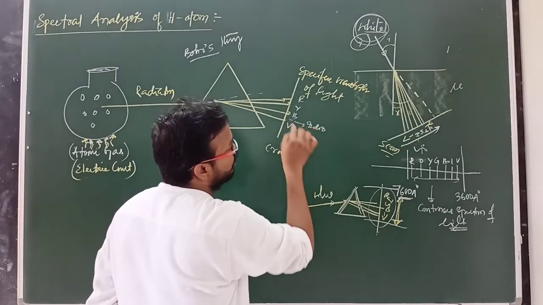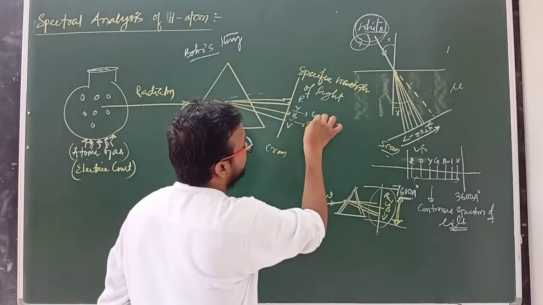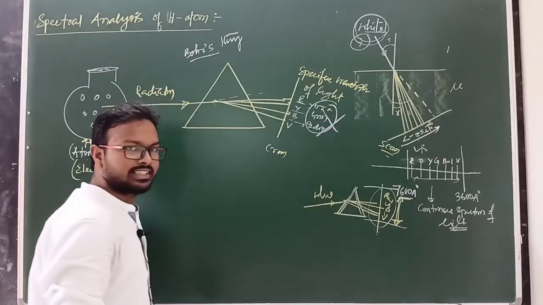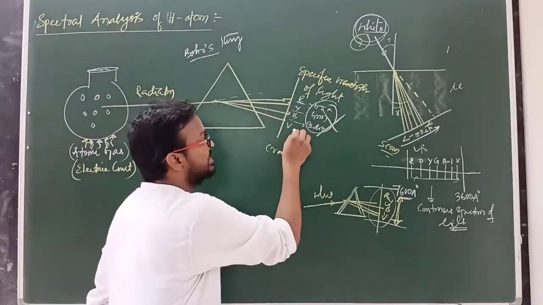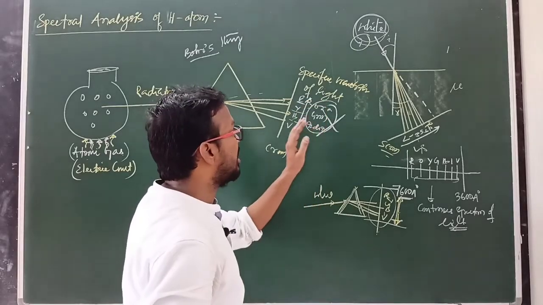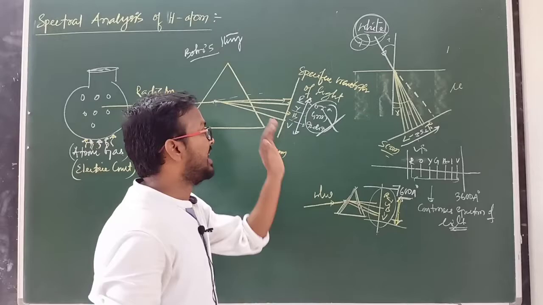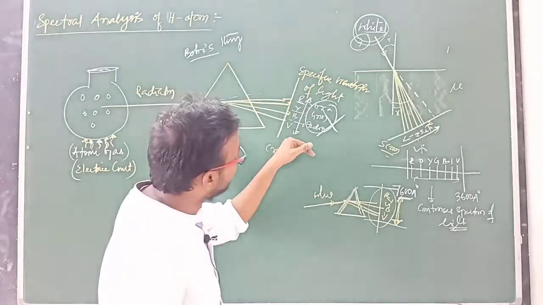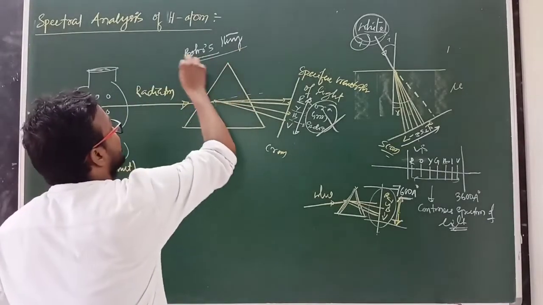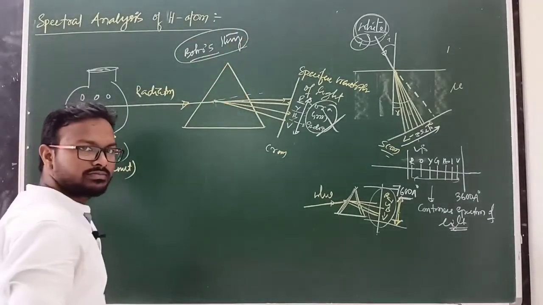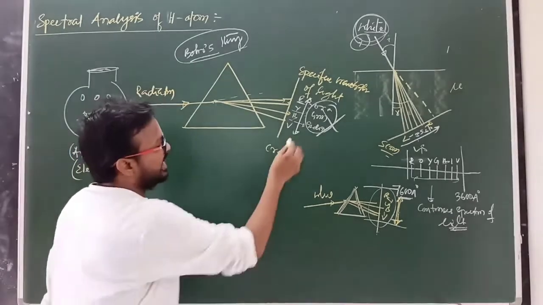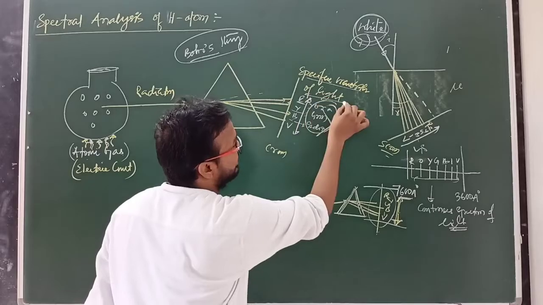Indigo, violet, green, orange are absent in this case. Clear? So in this case we cannot find the total number of wavelengths of light. We cannot find the continuous spectrum of light, which was Bohr's experiment, and due to this experiment he got the Nobel Prize.